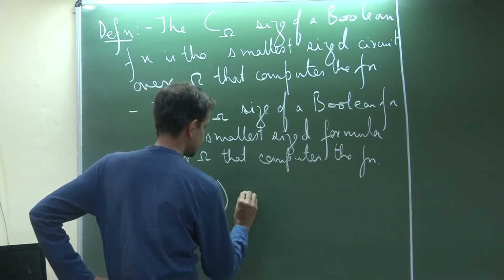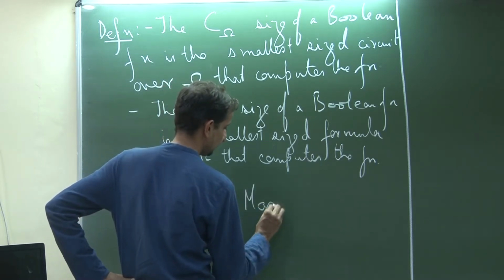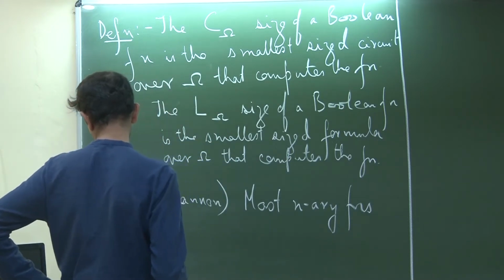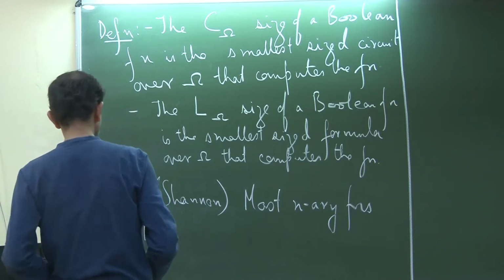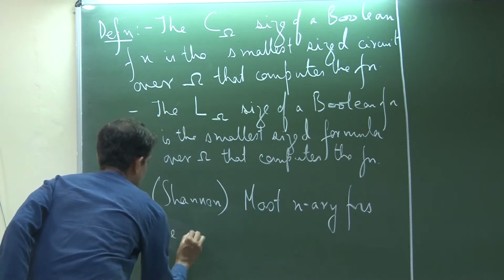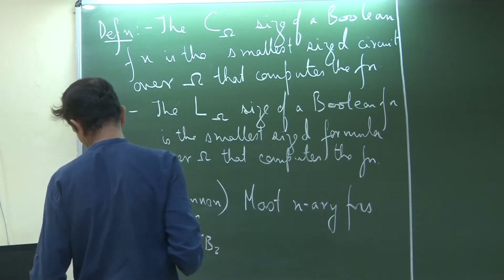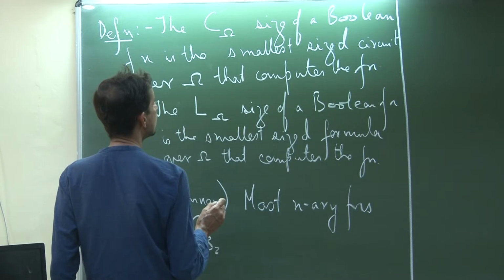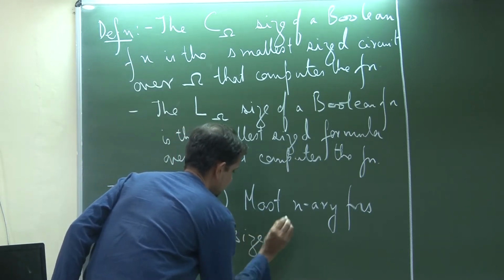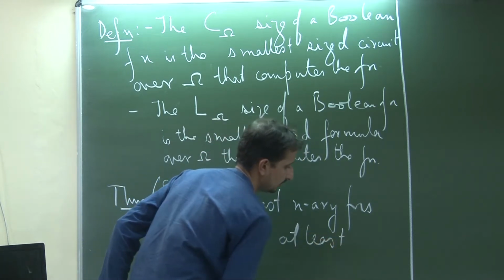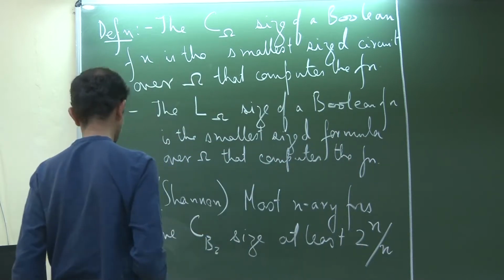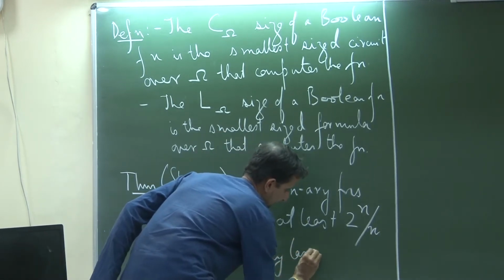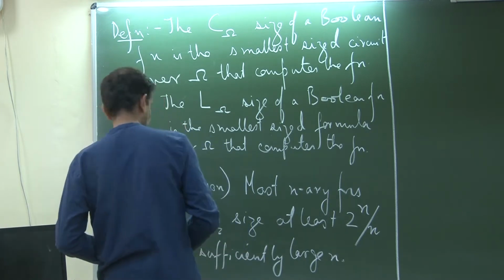What he showed is that most circuits, or most functions over n variables, most n-ary functions, have C_B2 size at least 2 to the power n over n, for sufficiently large n.